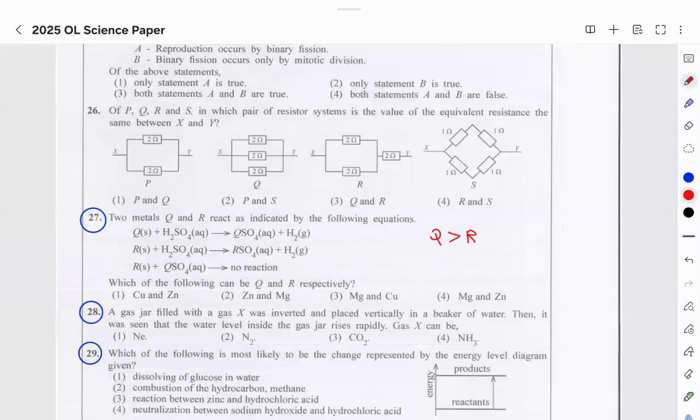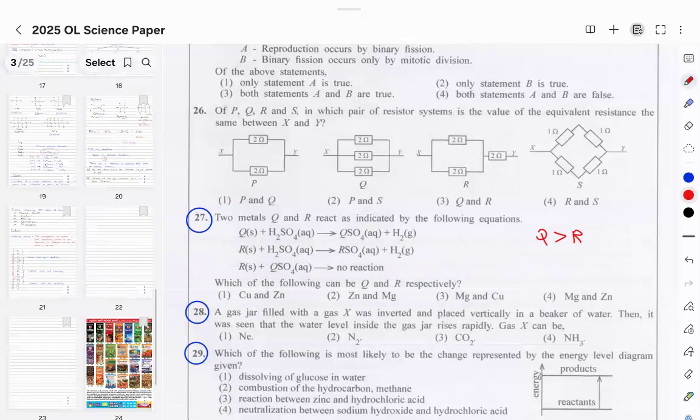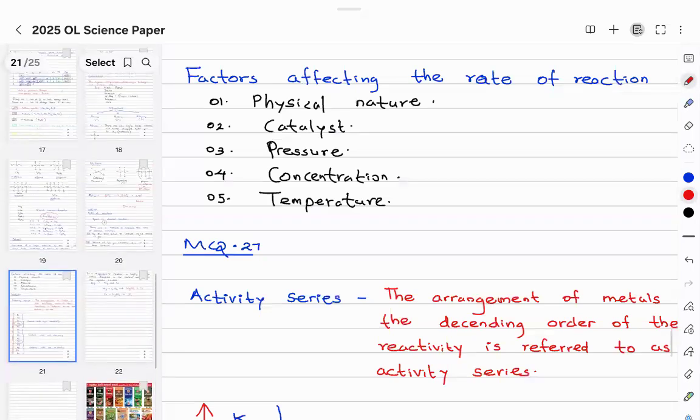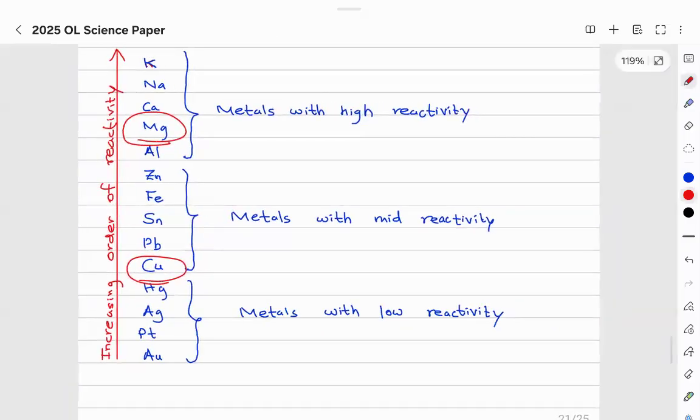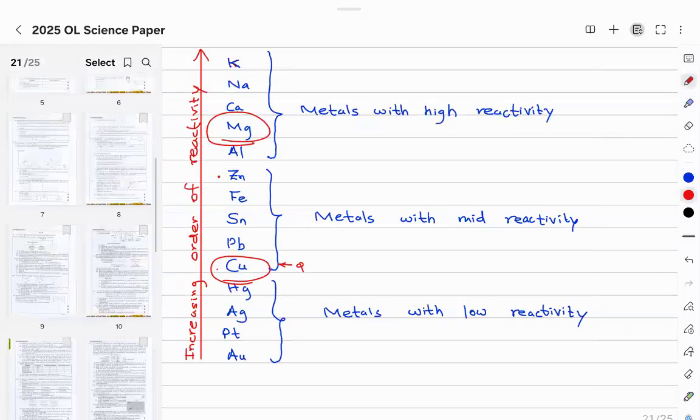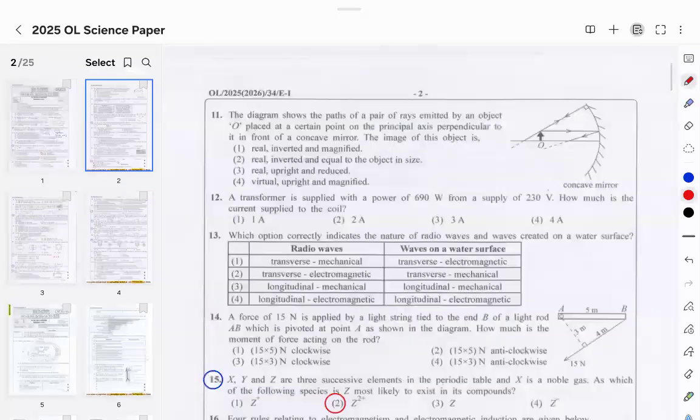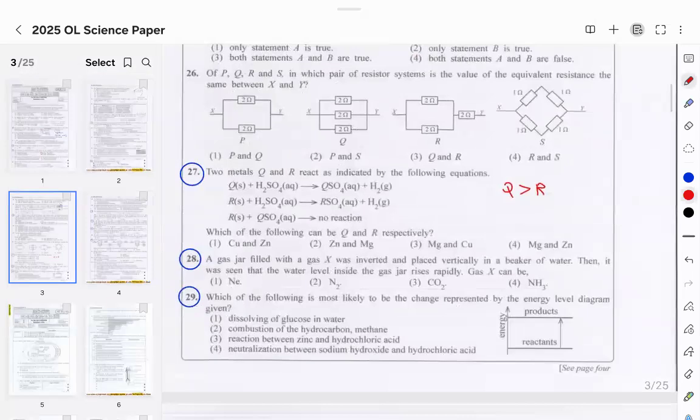Copper and zinc. In the activity series, okay, let's move to the activity series. Copper and zinc. Where is copper? Here. Then zinc? Here. Then no, it's not correct. Copper cannot be Q. We can't take it. What is the next couple? The next one is zinc and magnesium. Students, magnesium is at the top, but zinc is not there. So zinc cannot be Q.